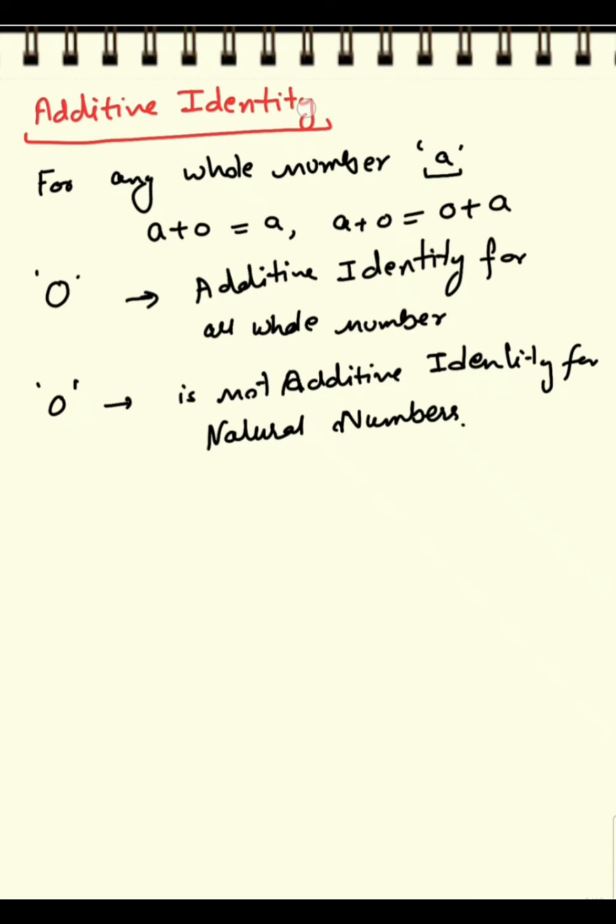We have additive identity. For any whole number A, can be 5, 2, 3, 7, 8, 50, any number, whenever we add 0 to this number, we will get the same number. Means its identity is not changing. So 0 is the additive identity for all whole numbers. But 0 is not additive identity for natural numbers, as 0 is not a natural number.